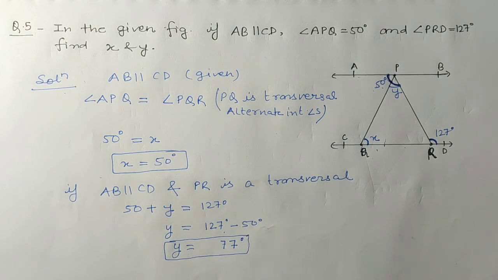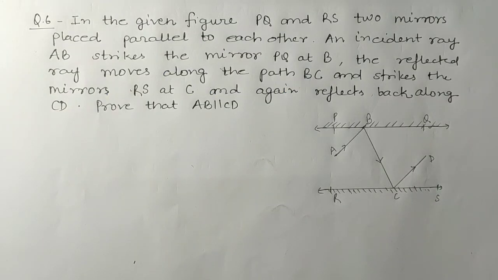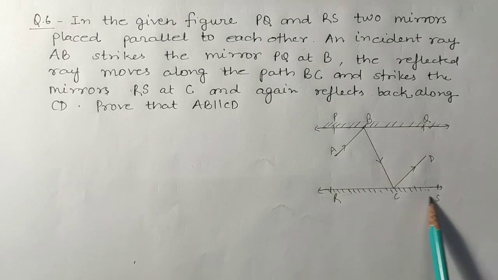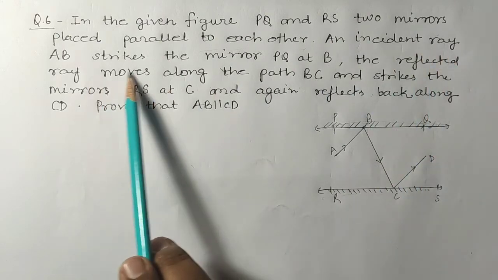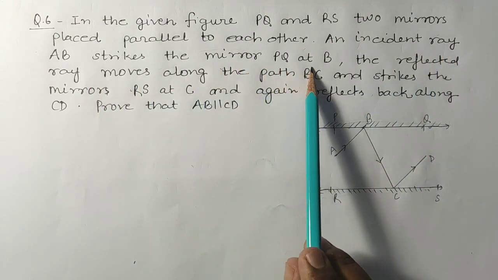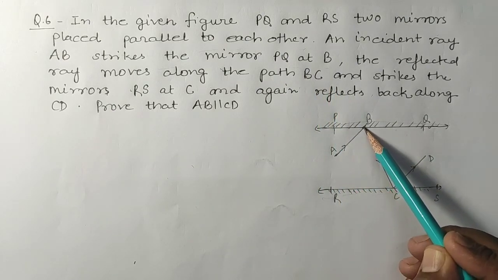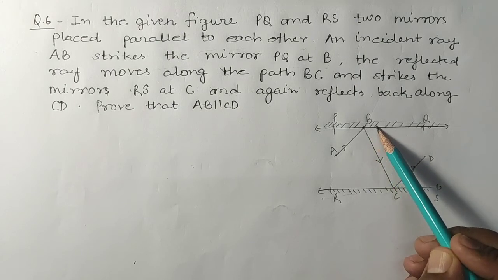Okay students, so like this we can solve this question also. It was question number 5 of this exercise. Now let us see the last question of this exercise, and that is question number 6. In the given figure, PQ and RS, two mirrors placed parallel to each other. See, this PQ and RS are two mirrors which are parallel to each other. An incident ray AB strikes mirror PQ at B. See, this is AB. This incident ray strikes at B on PQ mirror.